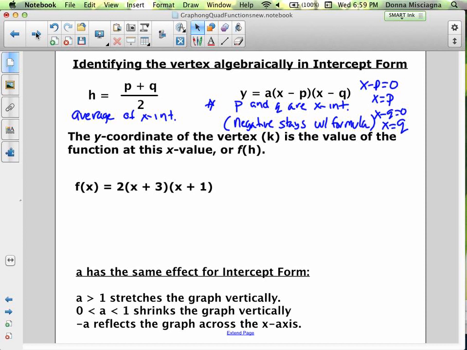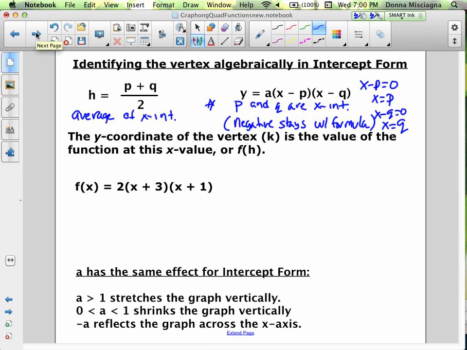To find the k, the value of the function for that particular value of h, all you have to do is plug in. I don't have any special formula. However, it's really easy because you're just adding and multiplying. Even if you had a fraction, it's not as hard as standard form. I'm not squaring. When it's all factored out nicely, I just have to multiply the two numbers together.